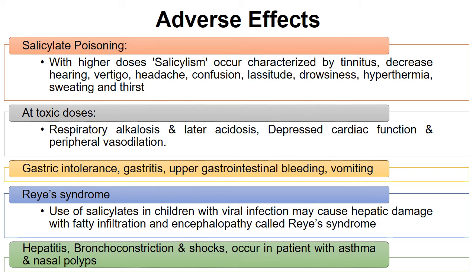Use of salicylates in children with viral infection may cause hepatic damage with fatty infiltration and encephalopathy, called Reye's syndrome. Hepatitis, bronchoconstriction and shock occur in patients with asthma and nasal polyps.